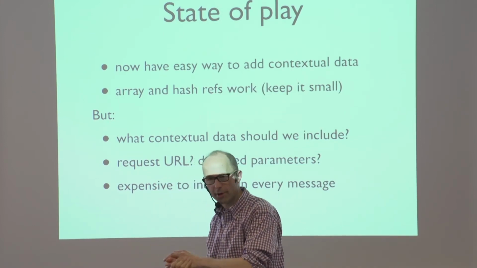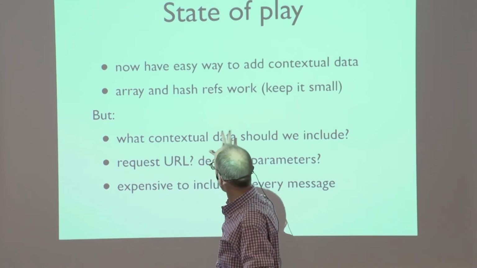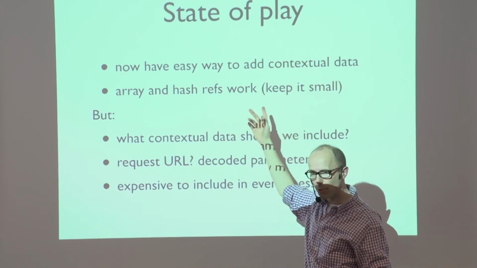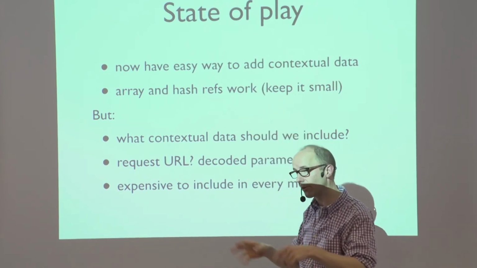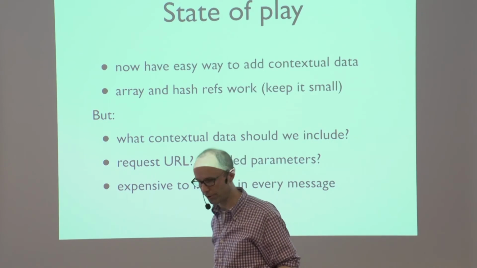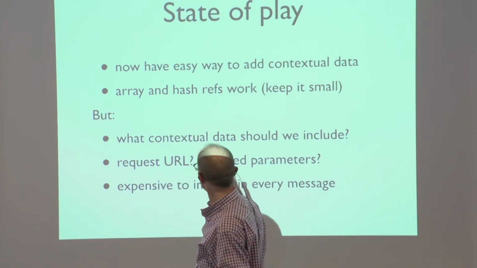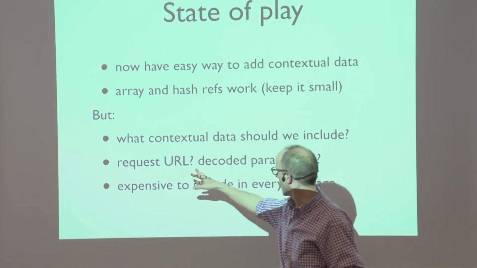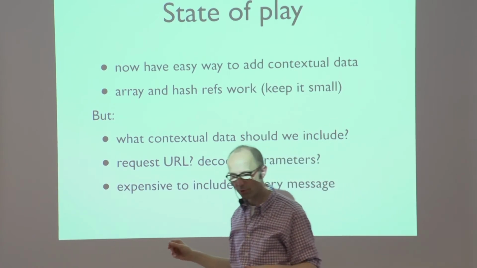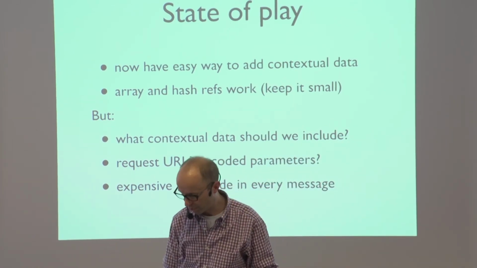So we have an easy way to add contextual data. Arrays and hashrefs work, but it's best to keep it small because whatever data you put in there is going to be copied in every single log message. But what data should we include? Should we add the request URL, the decoded parameters? It would be expensive to add that stuff into every single message.